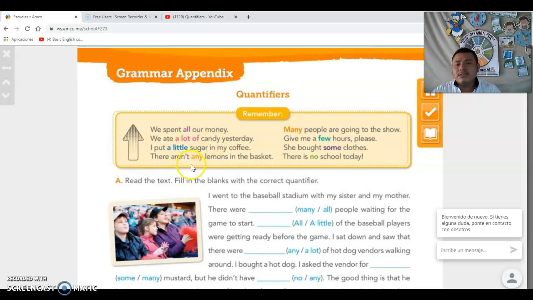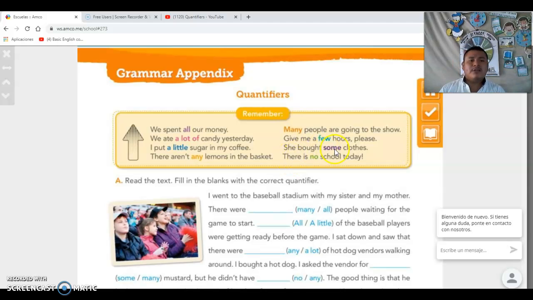There aren't any lemons in the basket. So negative, aren't any. Many people are going to the show. So that means many. We don't know how many people, but many. Maybe 20, maybe 50, maybe 100. Many people, okay? Give me a few hours, please. What does that mean? Maybe 2 hours, maybe 3 hours. Give me a few hours.